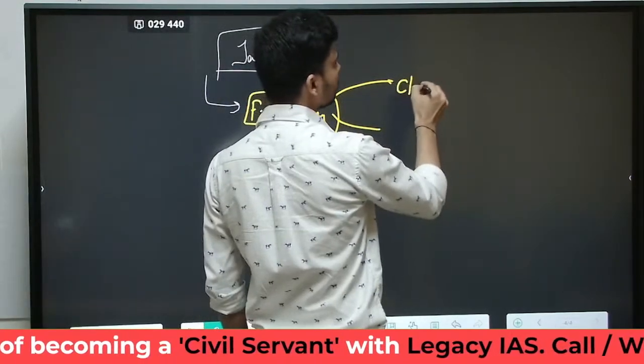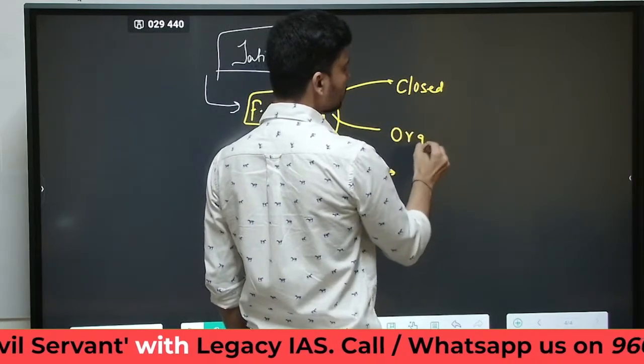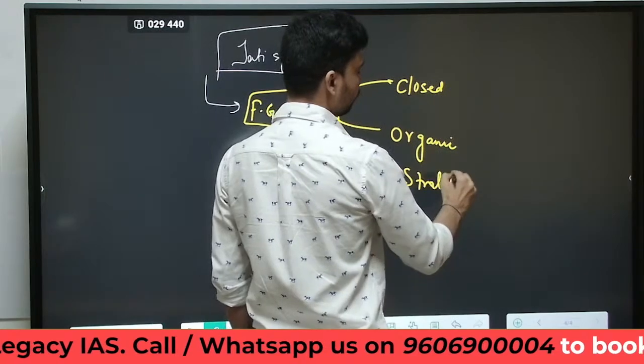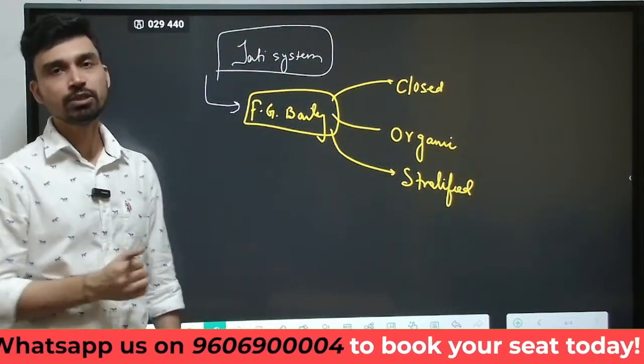First, he says that the Jati system is closed. Second, he says the Jati system is organic. And third, he says that the Jati system is stratified. So let us try to understand each of these one by one.